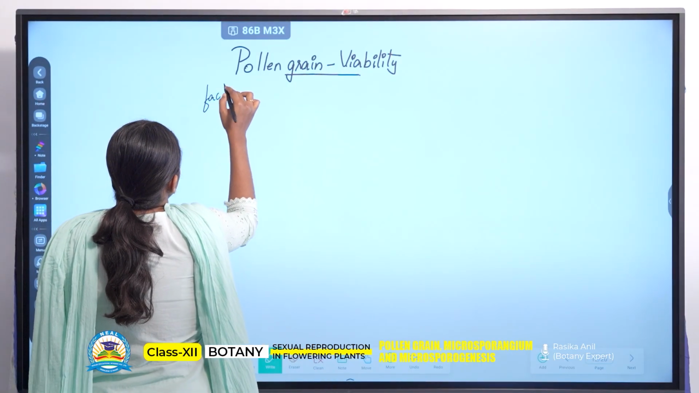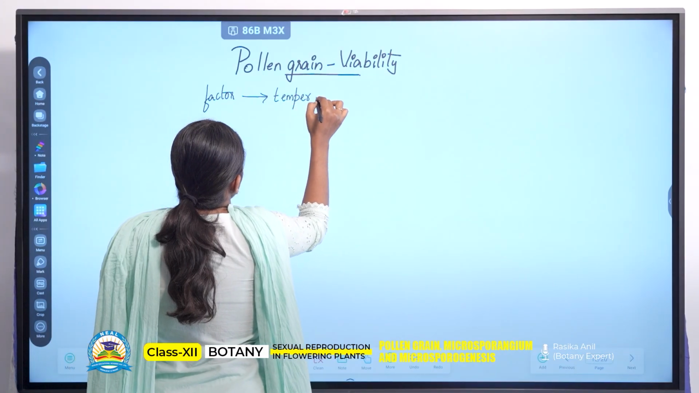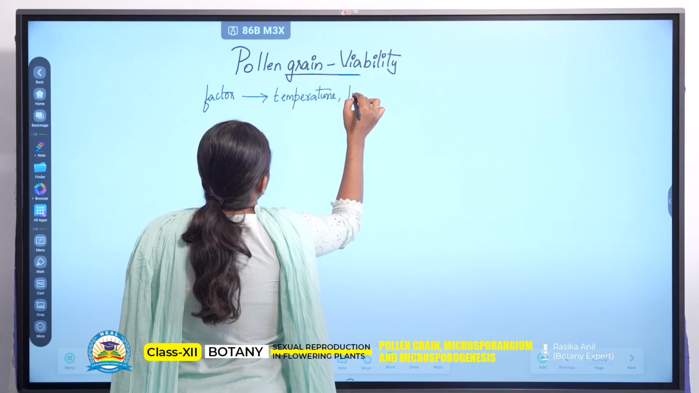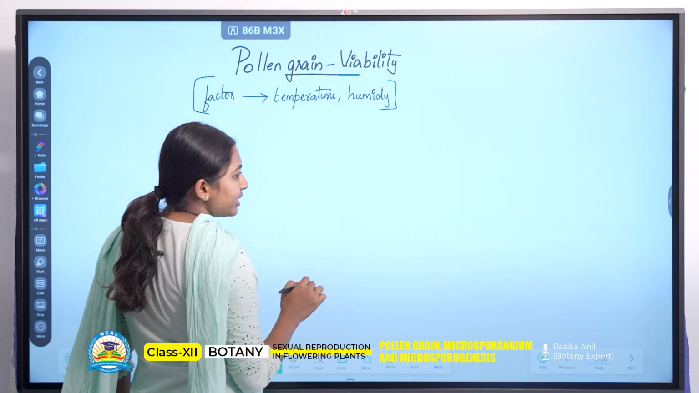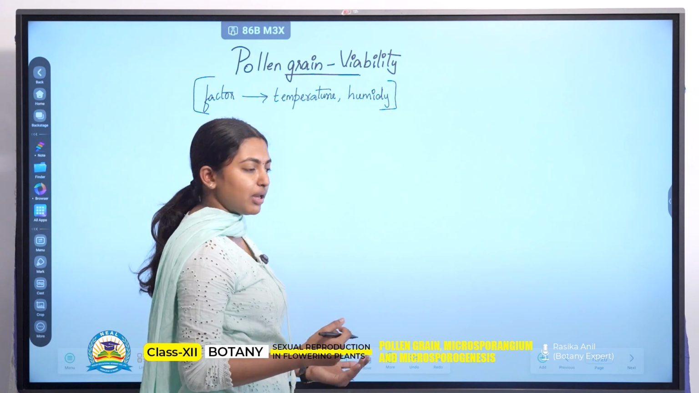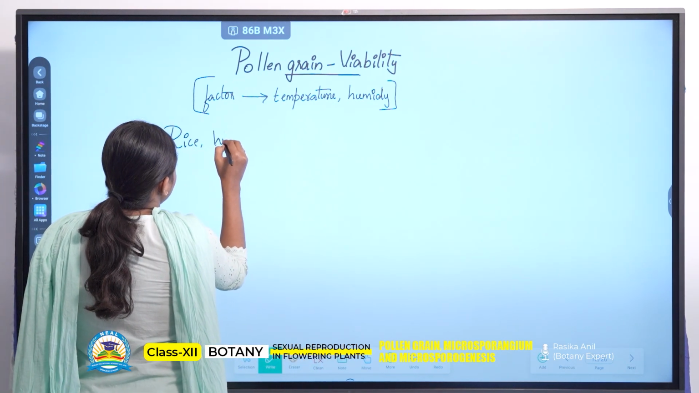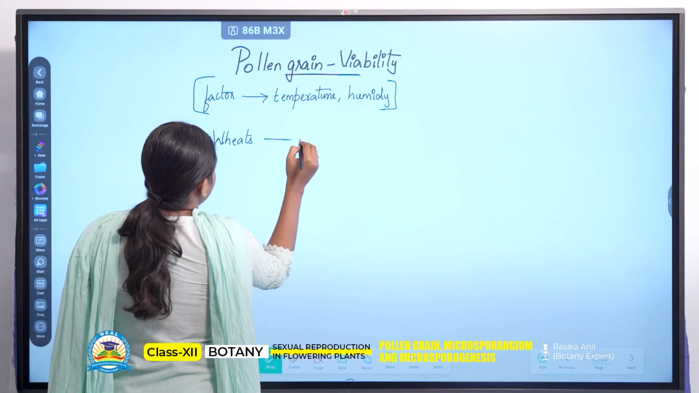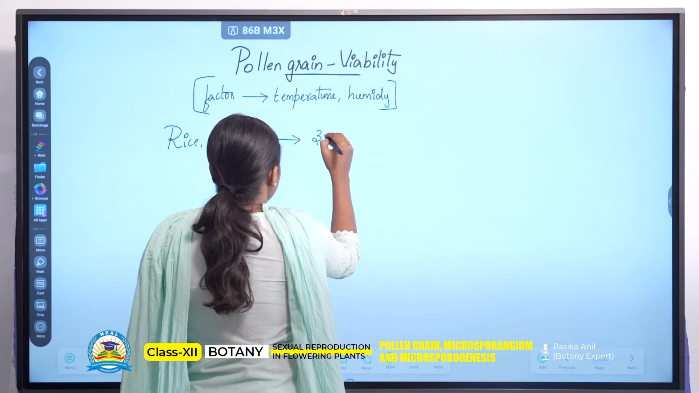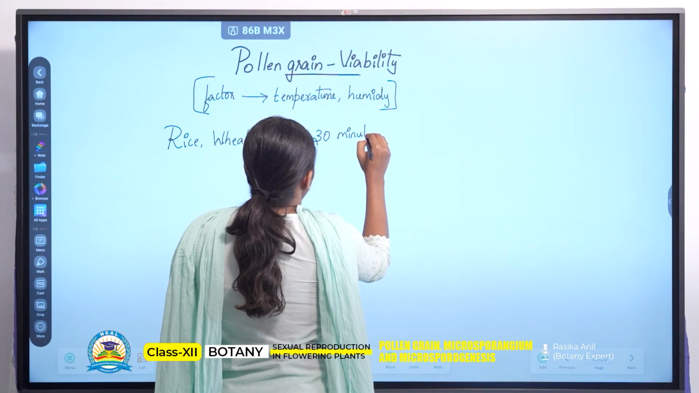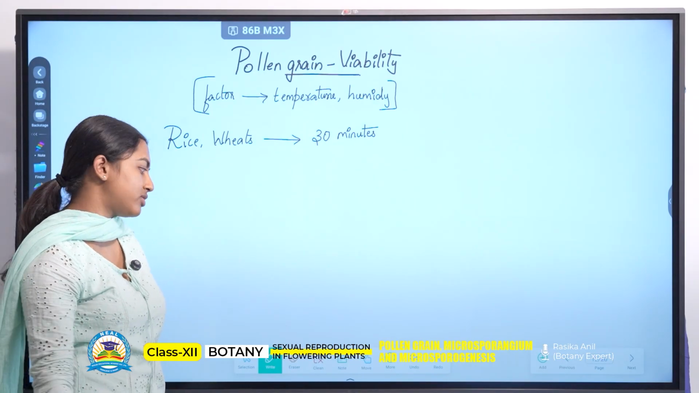Before that, the factors that affect pollen viability are temperature and humidity. Majorly, external factors will include temperature and humidity, and of course genetic factors according to the plants, that is also there, right? So in plants like rice and wheat, the major food crops of India, the pollen can last only for 30 minutes, gone. Not even a day. After 30 minutes, viability is gone.